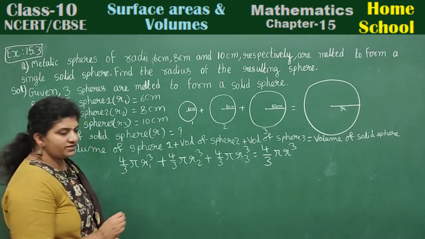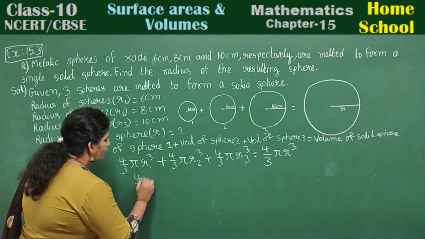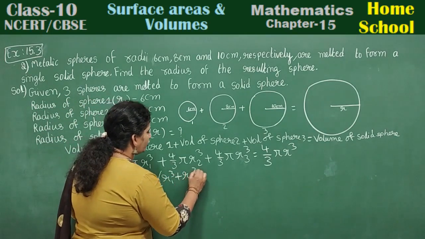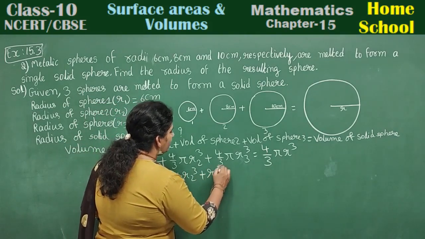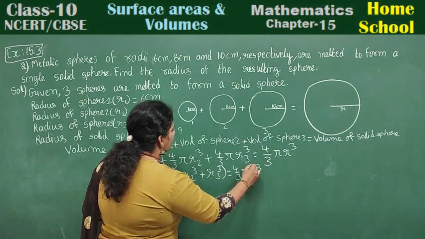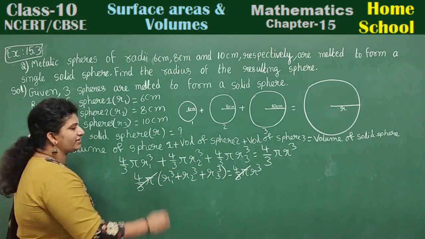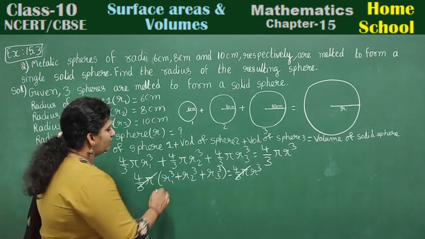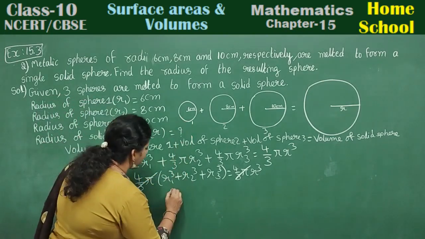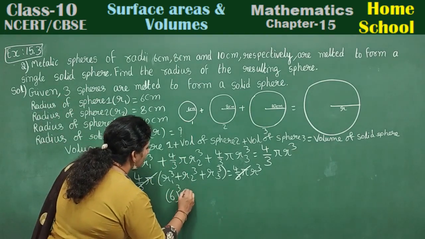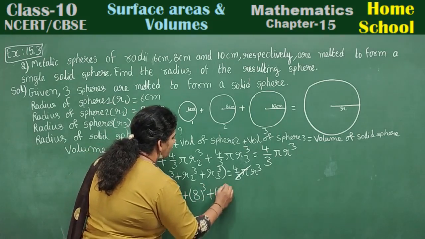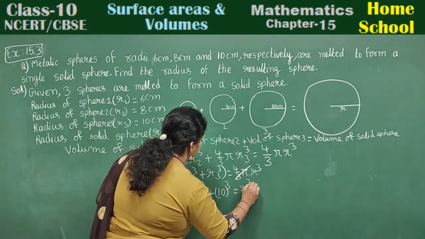Now among all these, what is common? 4 by 3 pi is common. Take out common. 4 by 3 pi, R1 cube plus R2 cube plus R3 cube is equal to 4 by 3 pi R cube. 4 by 3 pi will be cancelled. And now substitute R1, R2, R3 values. That is 6 cube plus 8 cube plus 10 cube is equal to R cube.